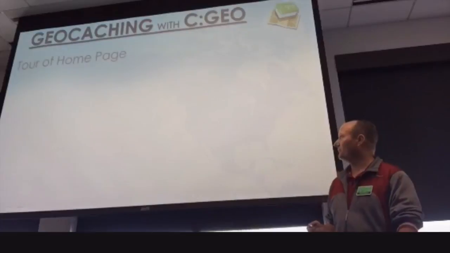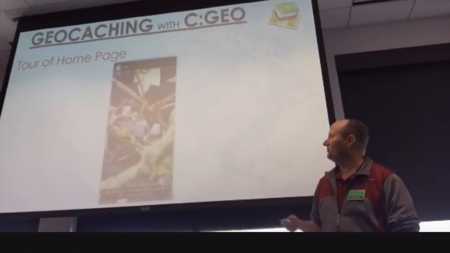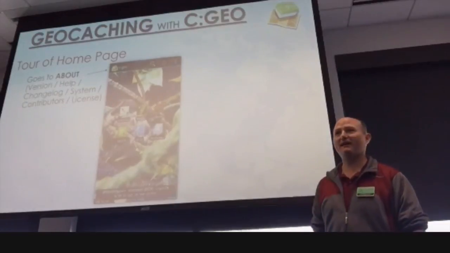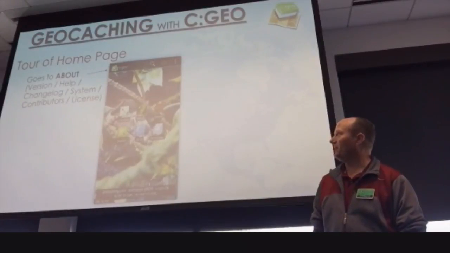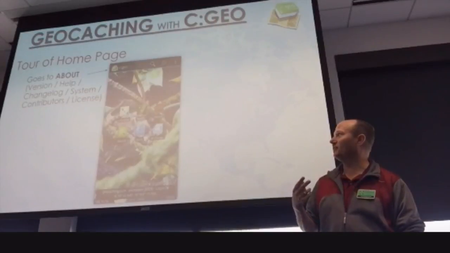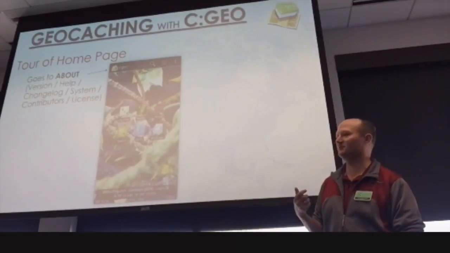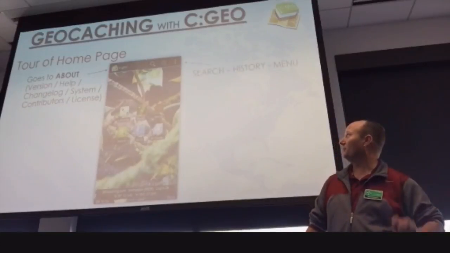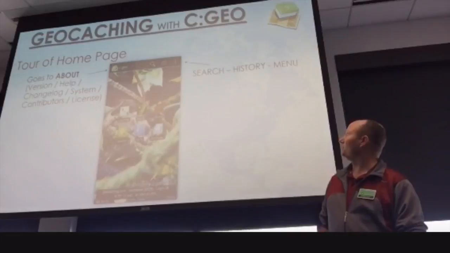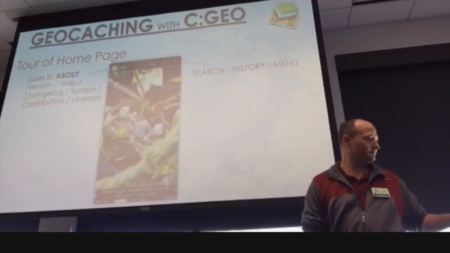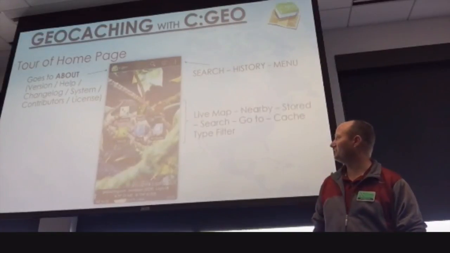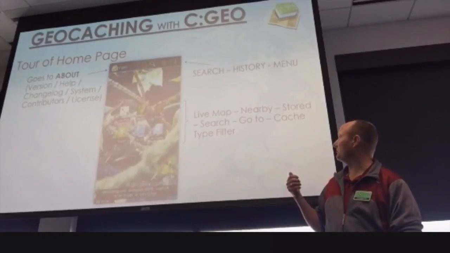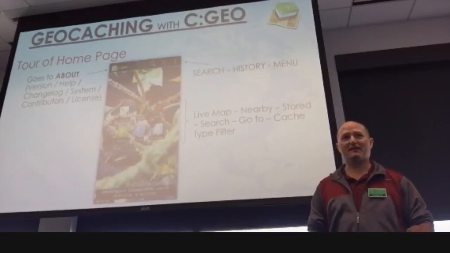So we're going to do a tour of the home page. So when you open the app, this is what it looks like. That top icon, if you click that, goes to the About, and that's going to have the version, a Help tab, changelog, system, contributors, and license. I'll go over these in more detail after we pull them all up. The three buttons on the top are Search, History, and Menu. The middle icons are for the live map, nearby, stored caches, a search, go-to function, and a cache filter type.